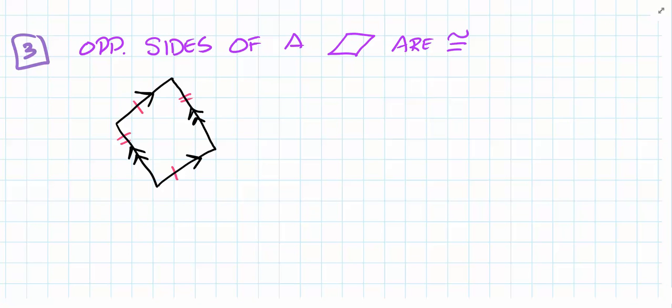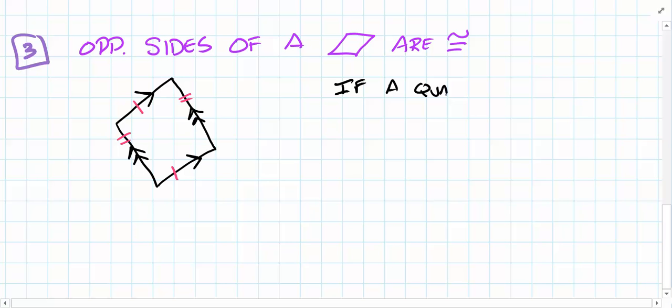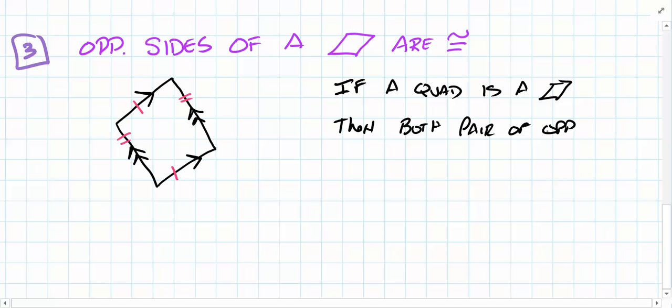Okay, there are three theorems that come along with parallelograms. The first theorem is this: if you have a parallelogram, then you're guaranteed that opposite sides of a parallelogram are congruent. So this is a theorem, so we're going to write it out. It's going to say this: if a quadrilateral is a parallelogram, then both pairs of opposite sides are congruent.